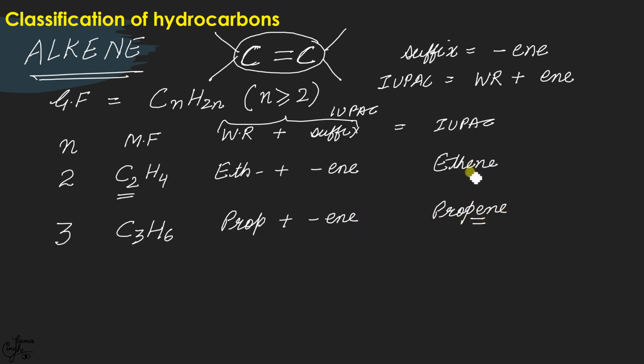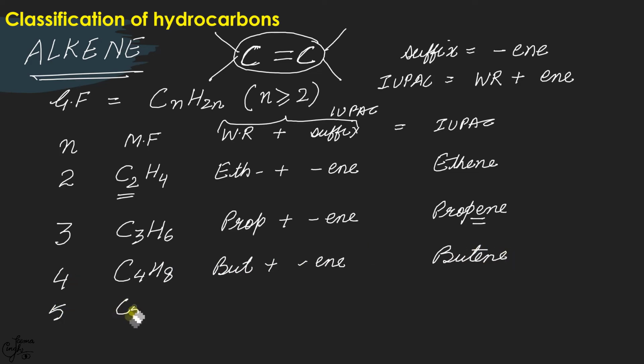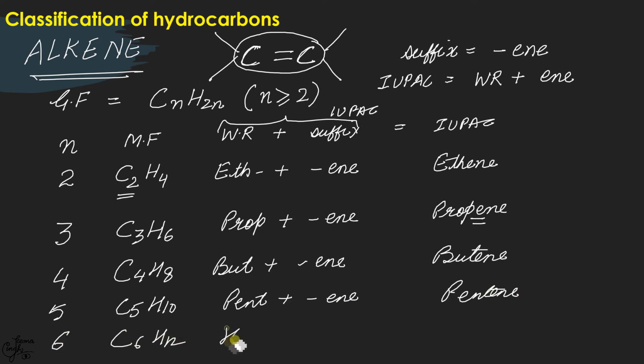The moment you make it A, it becomes ethane, alkane, right? Ethene, propene, number 4, C4H8, but plus ene, and you get butene. 5, C5H10, pent plus ene, you have pentene. And finally 6, C6H12, hex plus ene, and you have hexene.